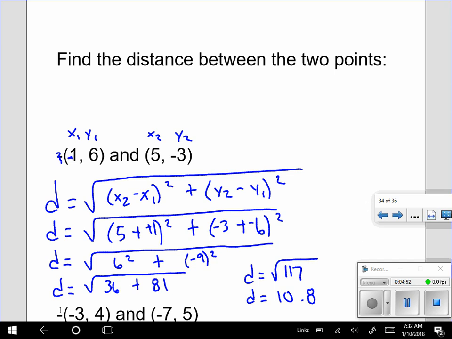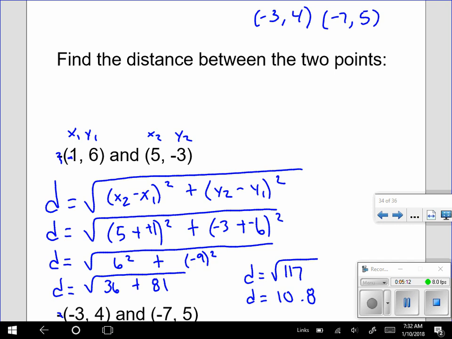Okay, so let's look at this next one. It kind of ran out of room over here, so I'm going to try to do it up here. Our problem is (-3, 4) and (-7, 5).